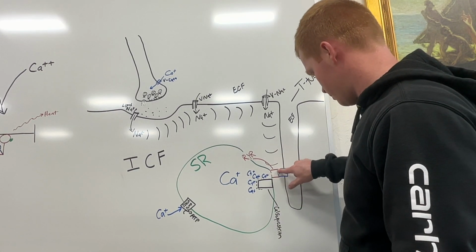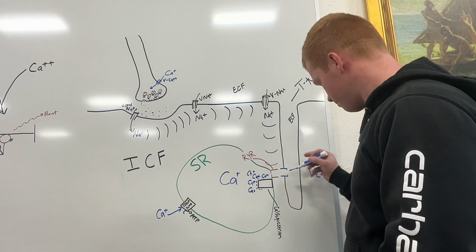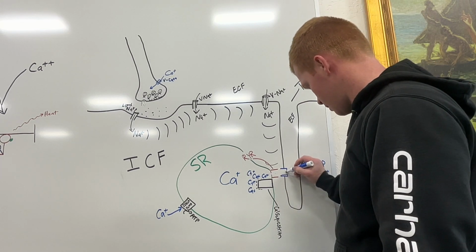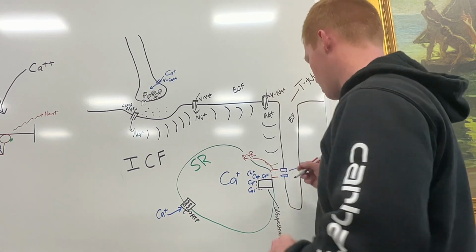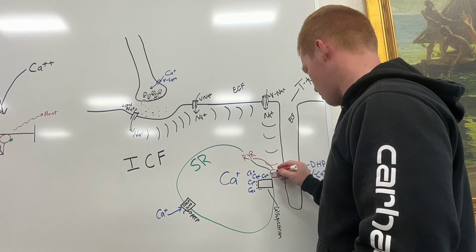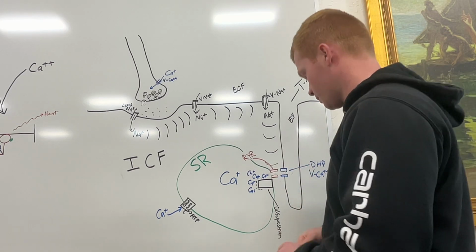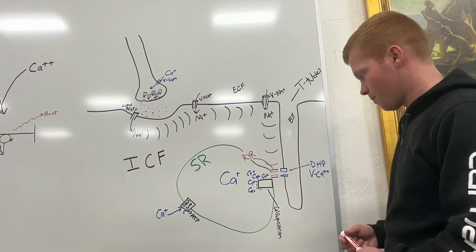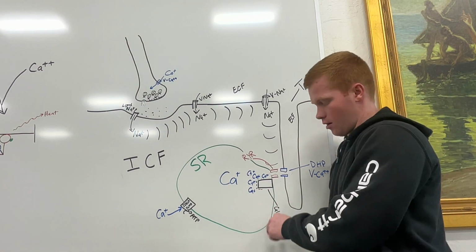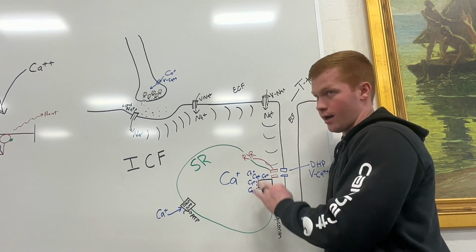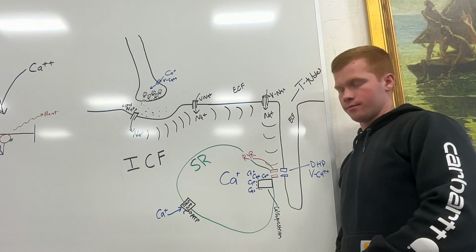It's going to look something like this. We're going to have it open, so we're going to have an opening from the ECF into the ICF, and an opening from the SR that goes into the ICF. So you can see it's open from both sides. And this is how we get calcium out of the SR into the ICF, so calcium can do what it's needed to do for skeletal muscles.